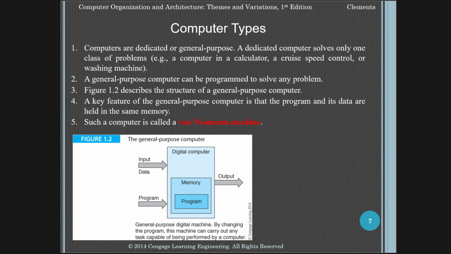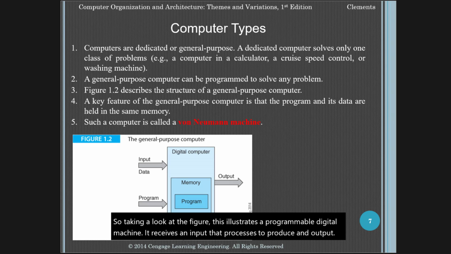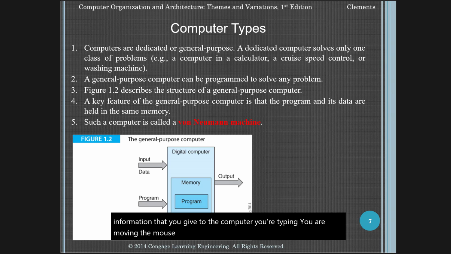So taking a look at the figure, this illustrates a programmable digital machine. It receives an input that it processes to produce an output. In computer terms, when we talk about input, this is the information that you give to the computer. You're typing it, you are moving the mouse around, right? We're giving information to the computer, and output is the information it gives to you.